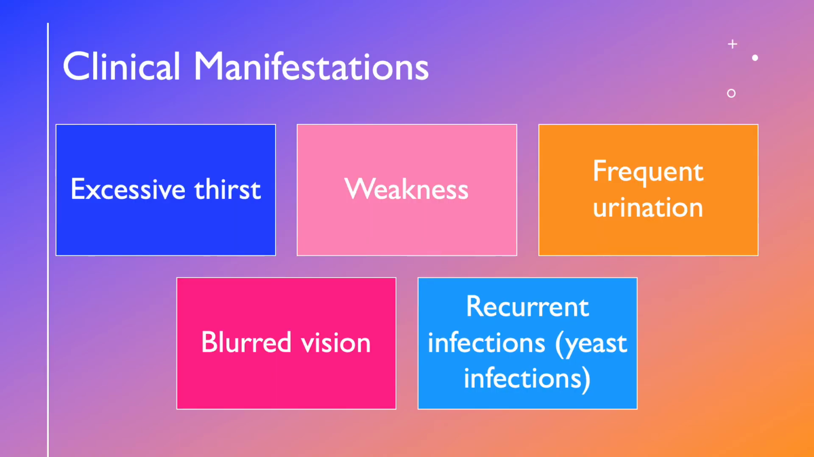Clinical manifestations of gestational diabetes include excessive thirst, weakness, frequent urination, blurred vision, and recurrent infections such as yeast infections.